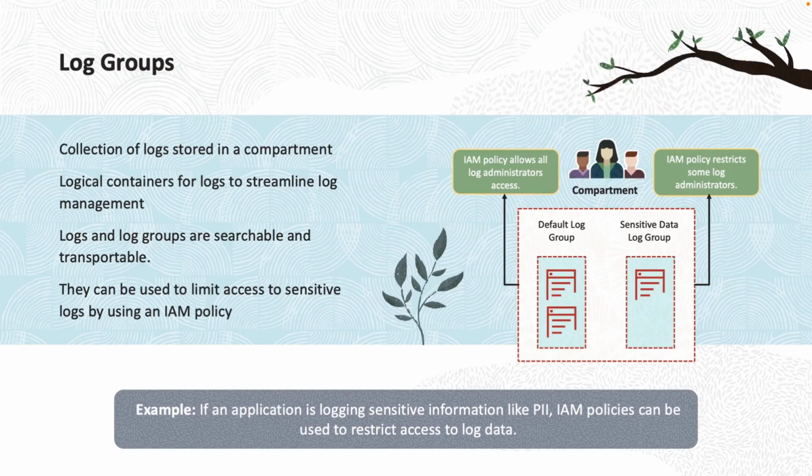For example, the default log group in a single compartment is where you store the logs for the entire tenancy. You then grant access to the compartment for log administrators with IAM policies. Let's say some projects contain personally identifiable information or PII, and those logs need to be viewed only by a selected group of log administrators. Log groups allow you to put such logs that contain PII into a separate log group and then use IAM policy to restrict access to all, but providing access to a few log administrators.